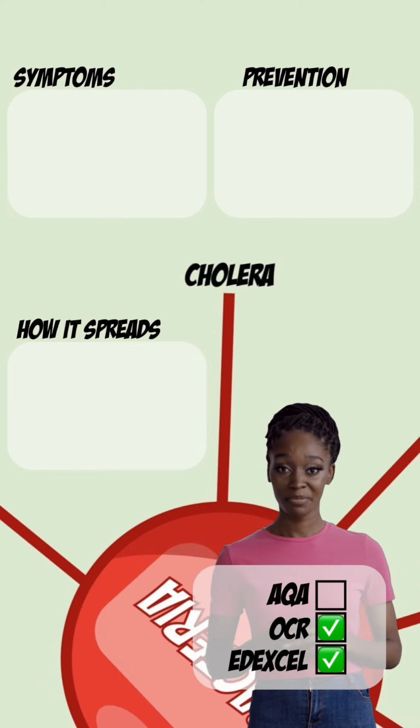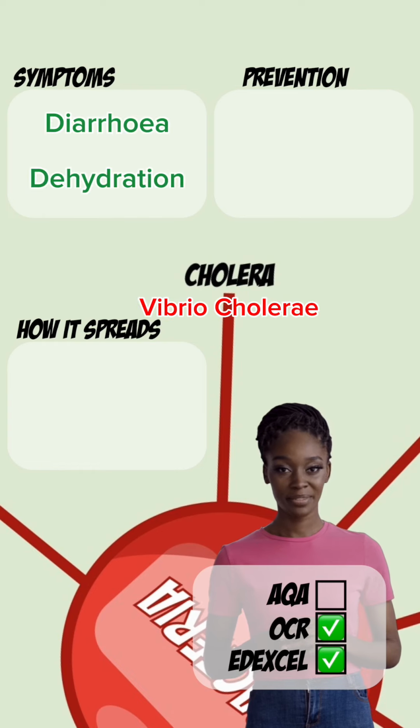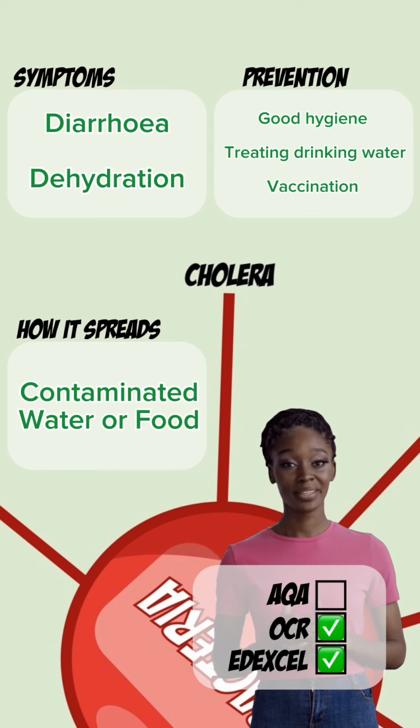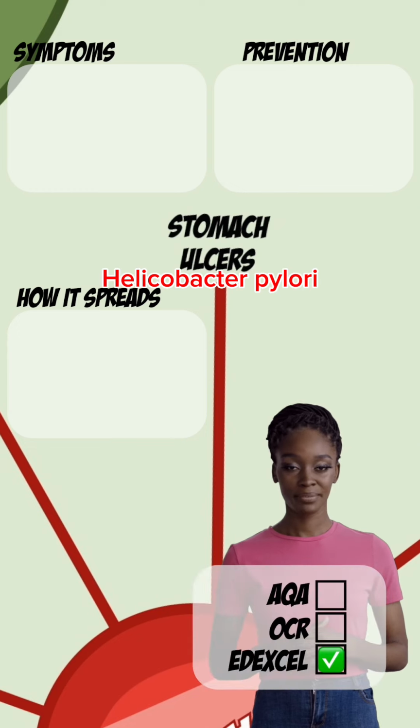Cholera is a disease caused by the bacteria Vibrio cholerae and leads to severe diarrhea and dehydration. It's transmitted through contaminated water or food and can be prevented by practicing good hygiene, treating drinking water, and getting vaccinated in high-risk areas. Stomach ulcers are often caused by the bacterium Helicobacter pylori.